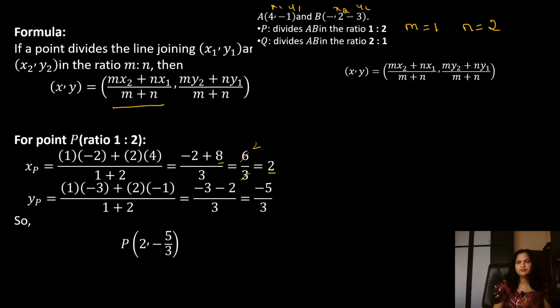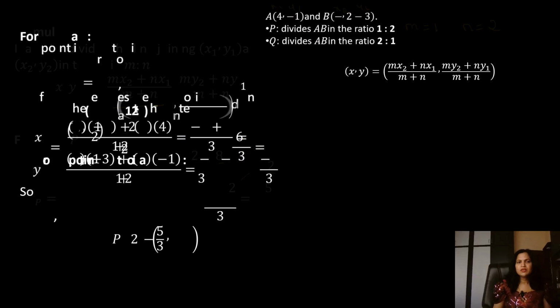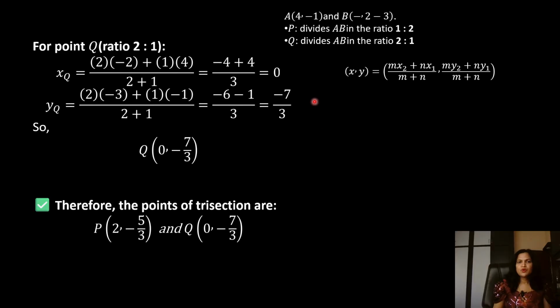Then for point Q ratio is 2 is to 1. M, n. Then x2, y2, x1, y1. Okay. Now we have this formula xq equal to m into x2 plus n x1 divided by m plus n. Same formula. Substitute the values.